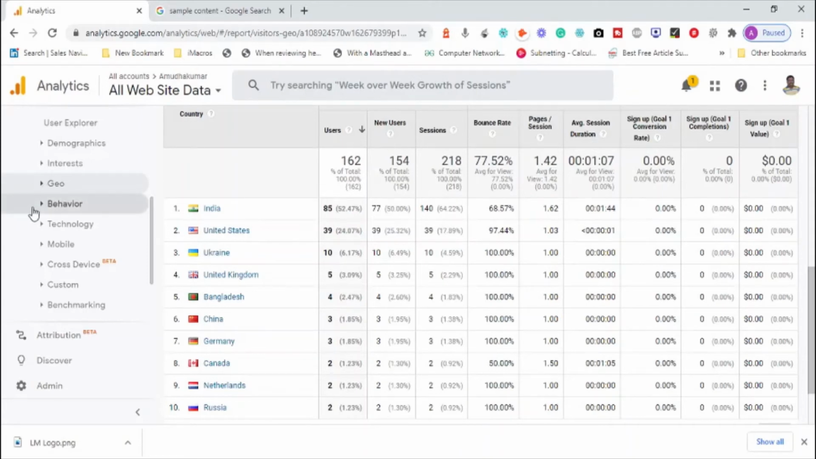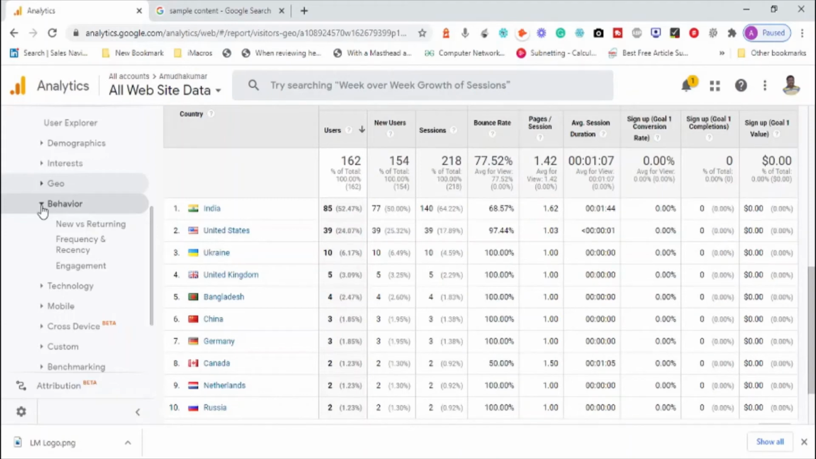Okay, gentlemen. So we are going to discuss the behavior option which is there under this one. See, we have nothing to mug up, nothing to follow one after another. The metrics given here may change. Google may add something new. Google may remove it anytime.